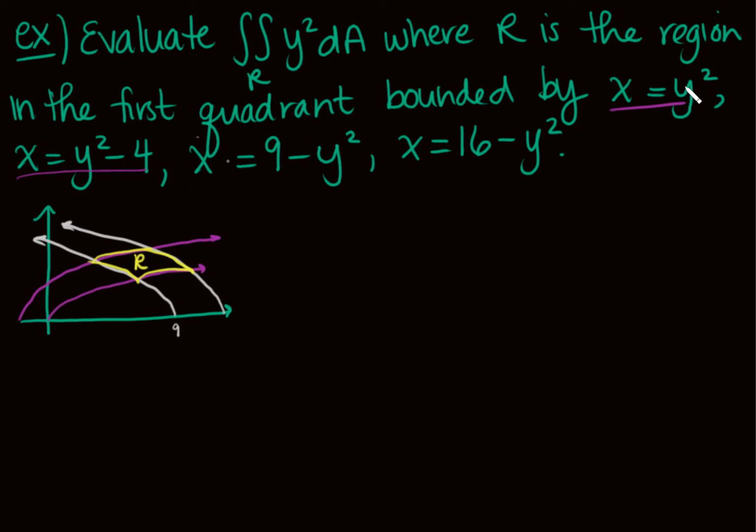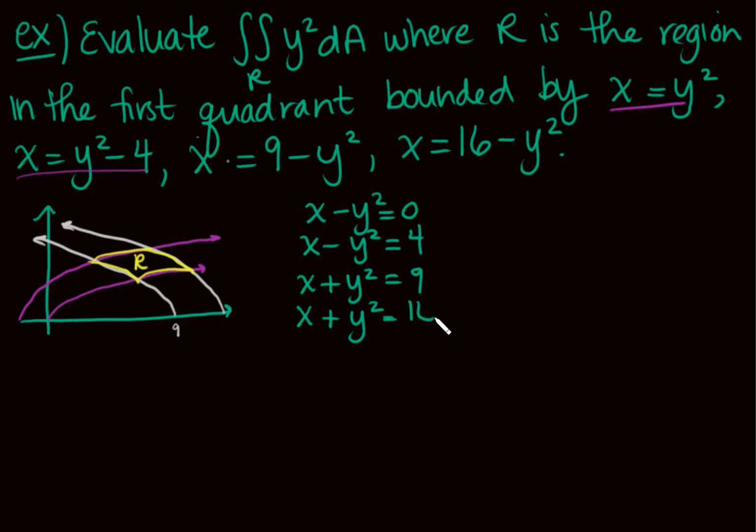And what I want to do is see if I can find a pattern. If I subtract that y squared, I get x minus y squared equals 0. And same thing here, if I subtract that y squared, I can get the same type of function on the left-hand side. So I get x minus y squared equals negative 4. And then here, if I add that y squared over, I get x plus y squared equals 9. And if I add that y squared over here, I get x plus y squared equals 16.